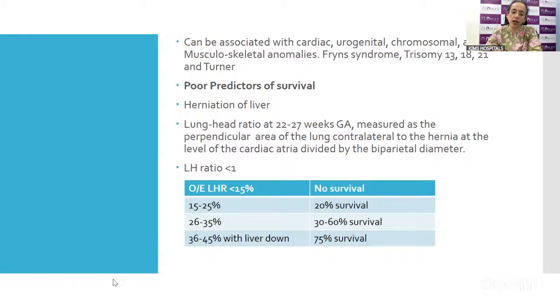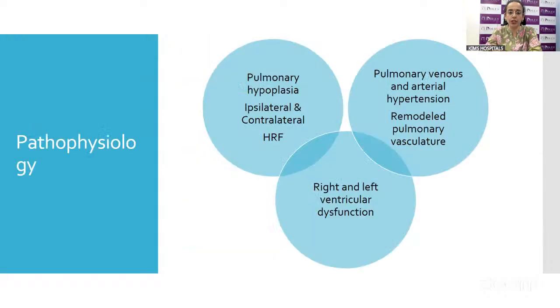The observed to expected lung-to-head ratio: if it is less than 15%, then there are very poor chances of survival. If it is 15 to 25%, then around 20% chance of survival. If it is between 25 to 35%, then around 30 to 60%. If the observed to expected ratio is 36 to 45% with the liver being down in the abdominal cavity, then the chances of good survival will be there. So this we should know whenever we have a case of CDH.